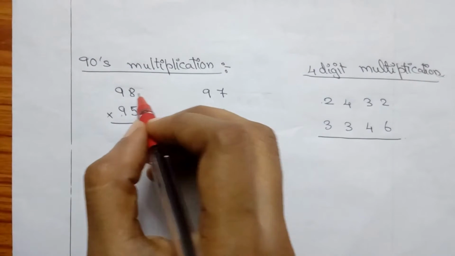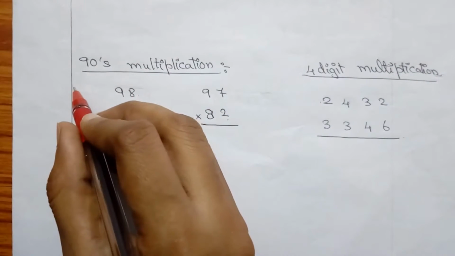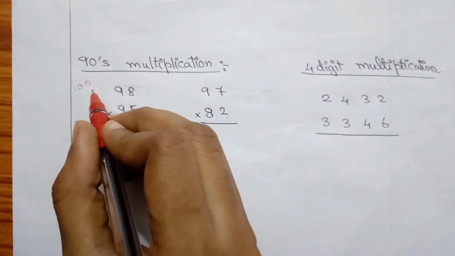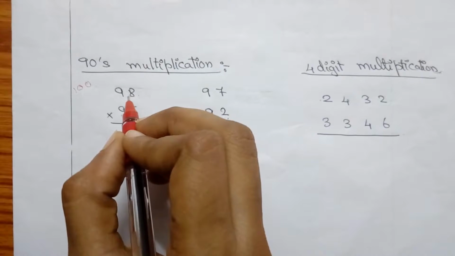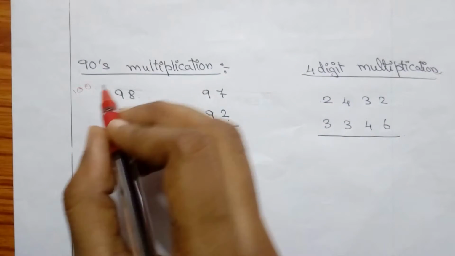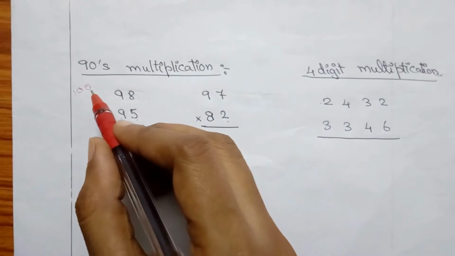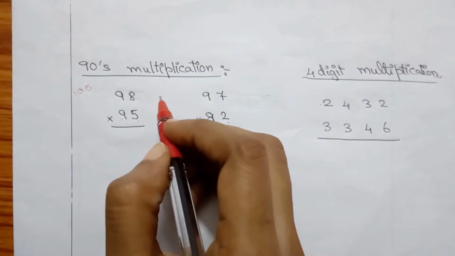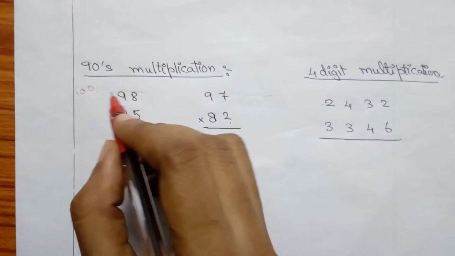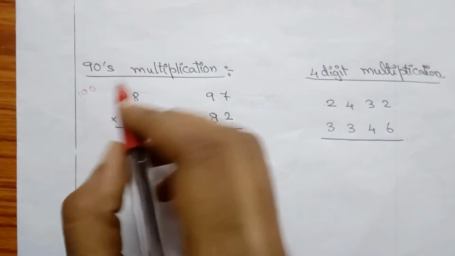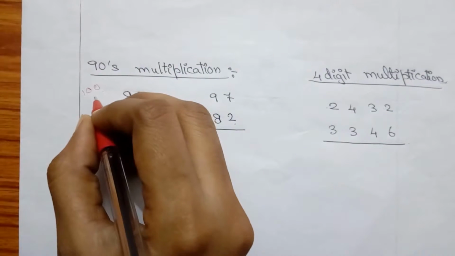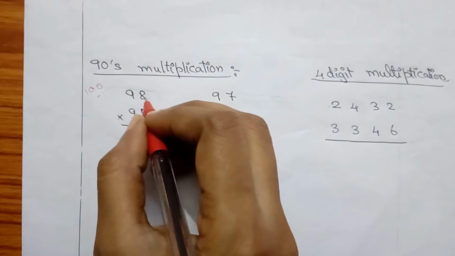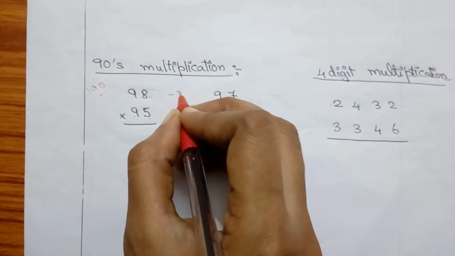Okay, so let's take an initial value of 100. Okay, see, what is the difference between 100 and 98? You will get 2. The difference is 2. So when you minus 2 from 100, you will get 98. So let's write minus 2.